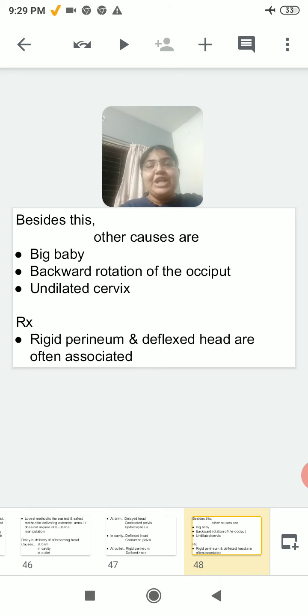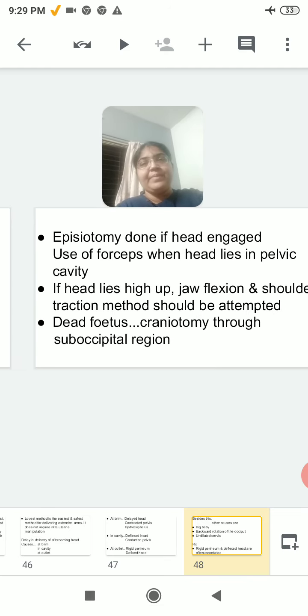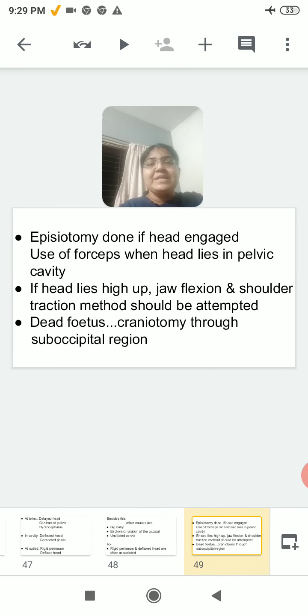Treatment. Rigid perineum and deflexed head are often associated. Episiotomy is done if the head is engaged. Use forceps when the head lies in the pelvic cavity. If the head lies high up, jaw flexion and shoulder traction should be done. It is the method which should be attempted. If the fetus is dead, then go for craniotomy through the suboccipital region.